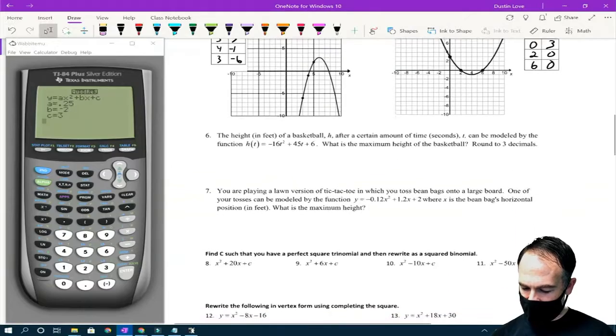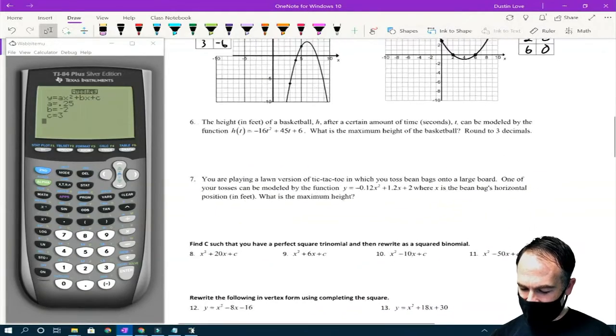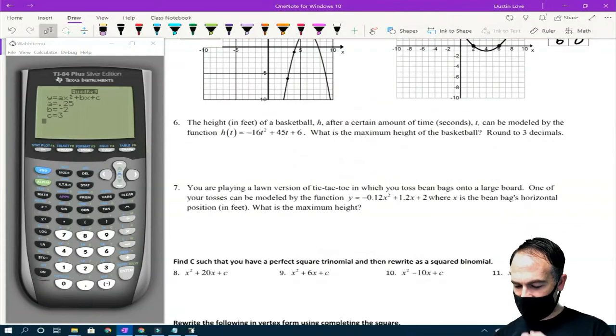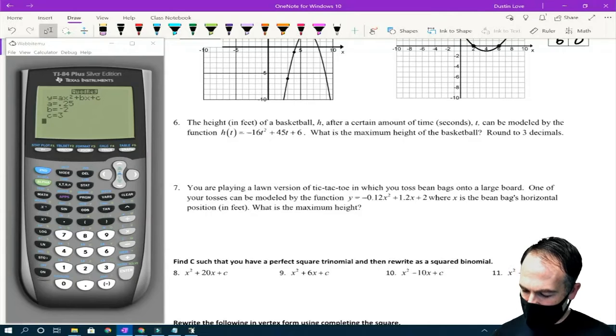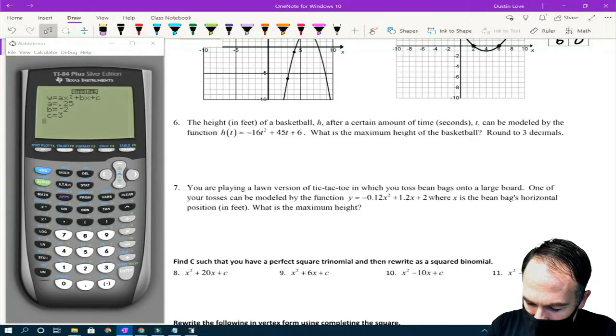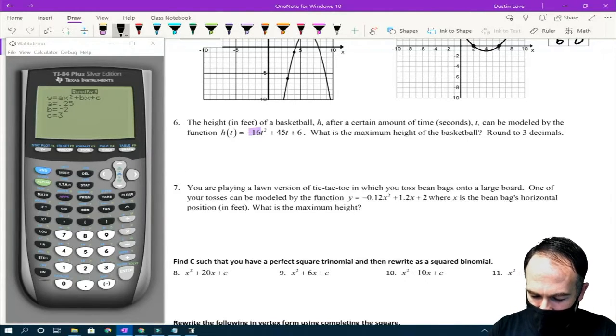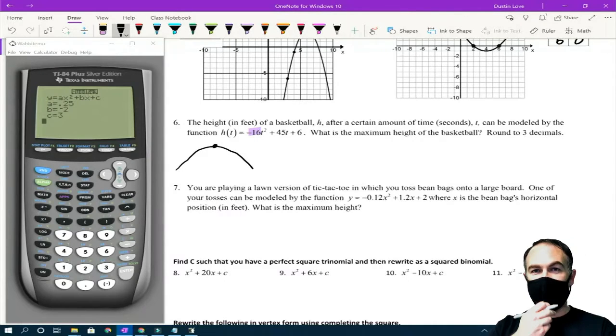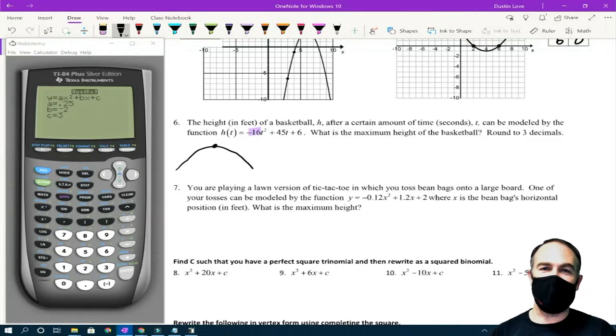Word problems. The height in feet of a basketball after a certain time of seconds can be modeled by the function h of t is equal to that. What is the maximum height of the basketball? Okay, now keep in mind that because this is a negative 16, we know that the graph is going to be reflected and it's going to be doing this. So the top point or the vertex is going to be the maximal height of the ball.